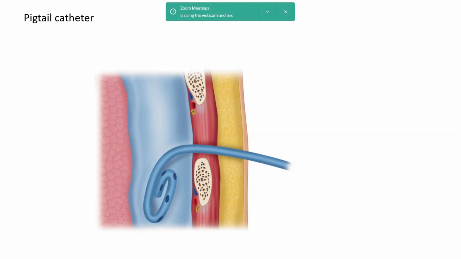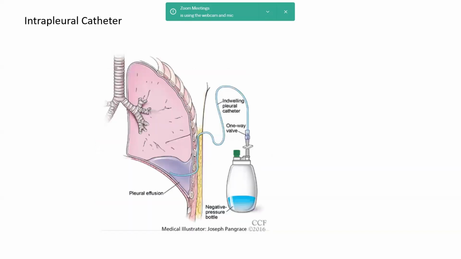It's not a good option for abscesses because usually the pus is thick, so these tubes are too small to drain thick pus. So it's good for simple fluid collection, but not actually good for thick pus collection. Then the indwelling pleural catheter is actually the best management for recurrent pleural effusion, especially in malignant pleural effusions, but it's currently not available in Sri Lanka.